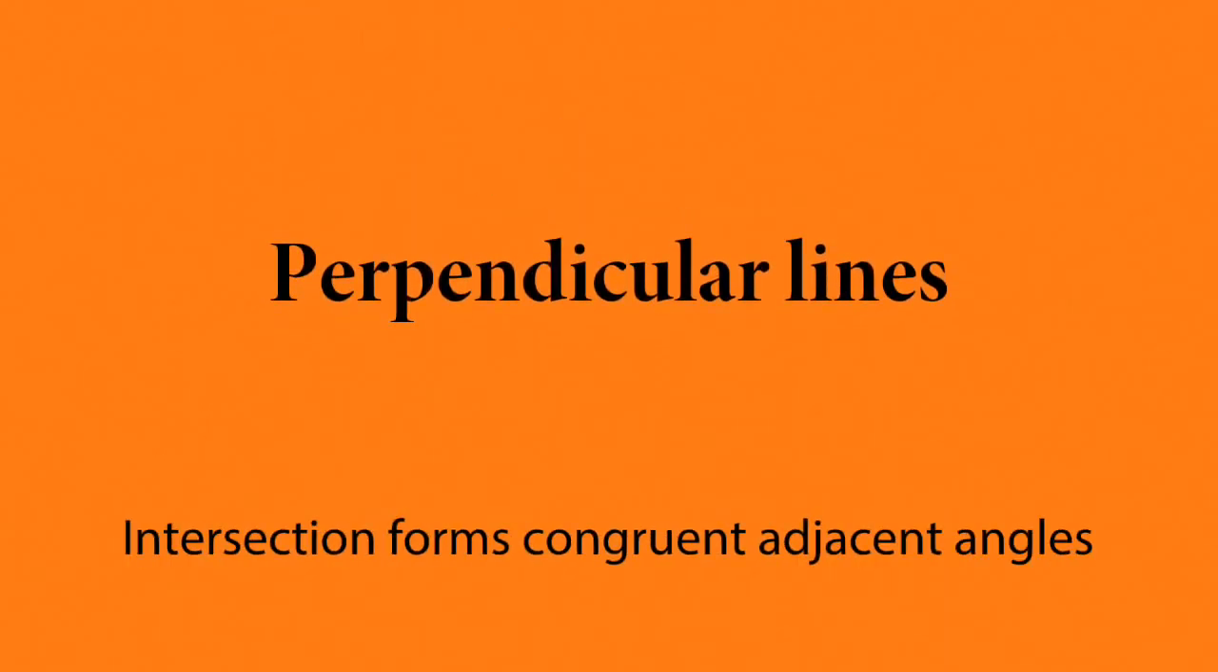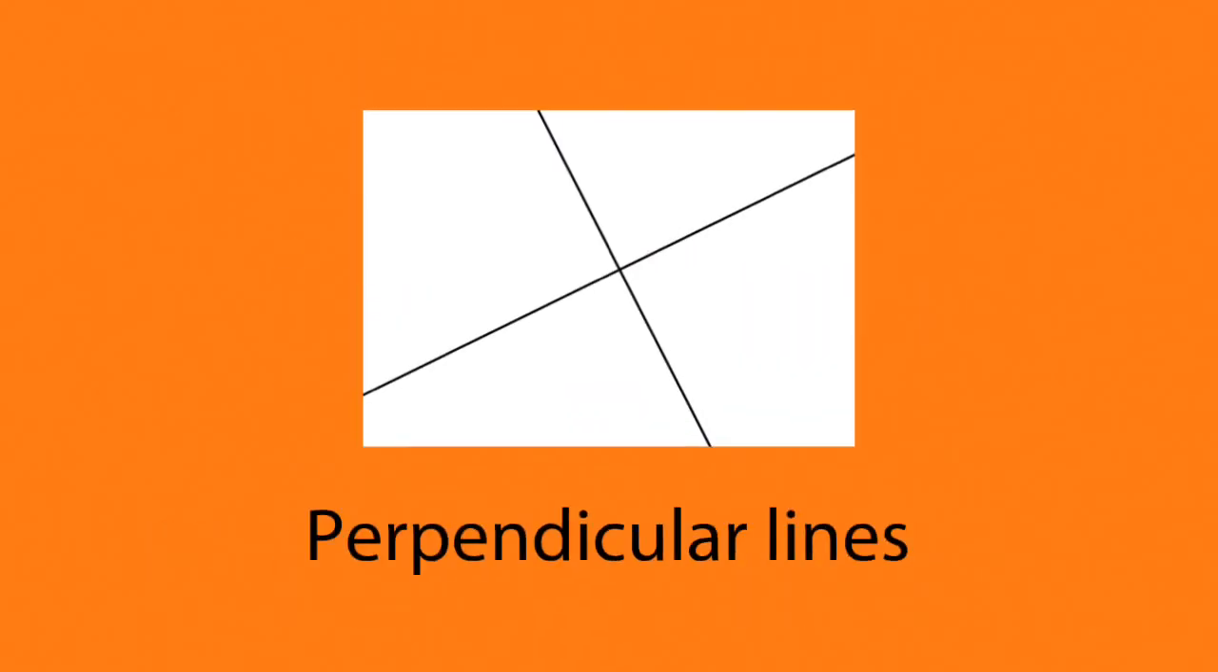Perpendicular lines, as opposed to parallel lines, are two lines whose intersection forms congruent adjacent angles. Here's a visual example of what perpendicular lines look like.